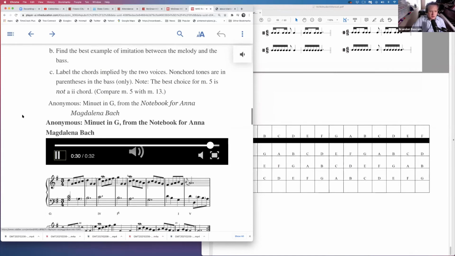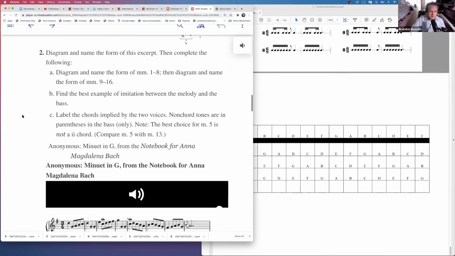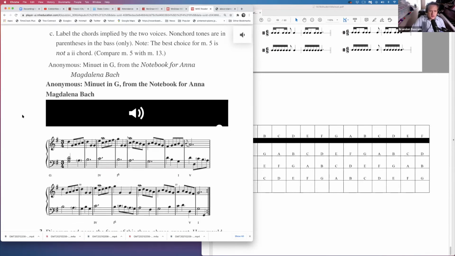Beautiful. Okay, so we are diagramming the form of measures 1 through 8, then diagram and name the form of measures 9 through 16. Find the best example of imitation between the melody and the bass. What does that mean? Label the chords implied by the two voices. Non-chord tones are in parentheses in the bass only. Note the best choice for measure 5 is not a 2-chord.